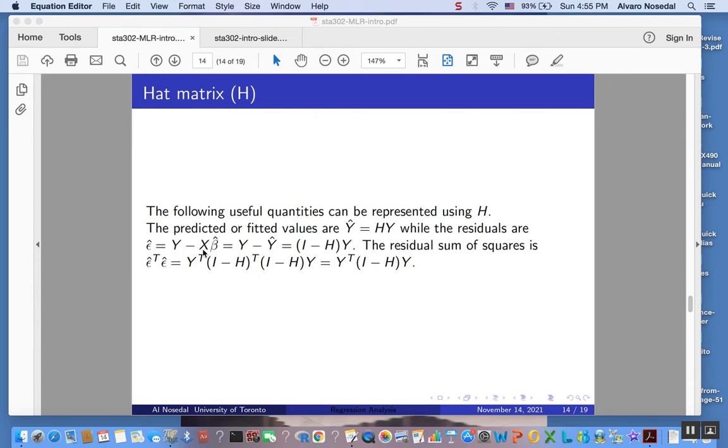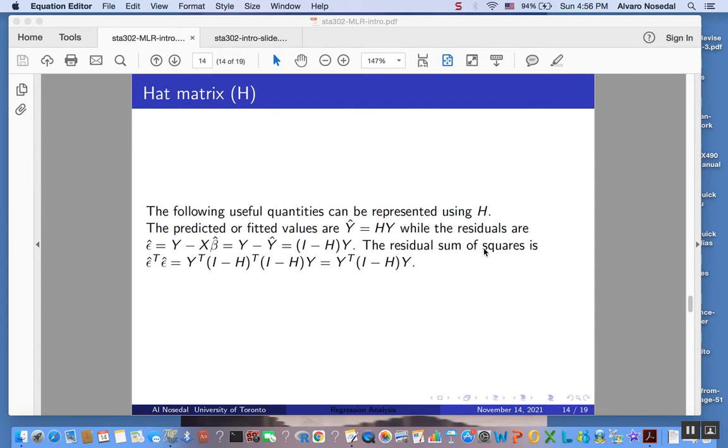But we could rewrite this, the difference between y minus x beta hat, as y minus h times y. And then if you just factor out that y vector, you end up with the identity minus h. That's what we have here. That I represents an identity matrix. In this case, it would be an identity matrix of dimensions 12 by 12. So we would have on the diagonal 12 ones and zeros elsewhere.